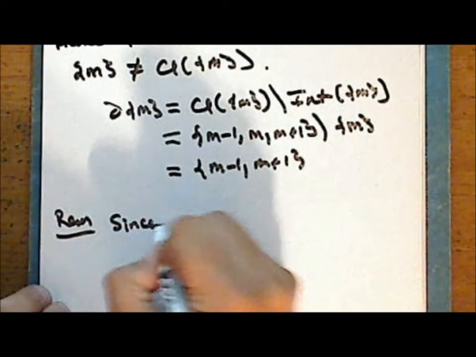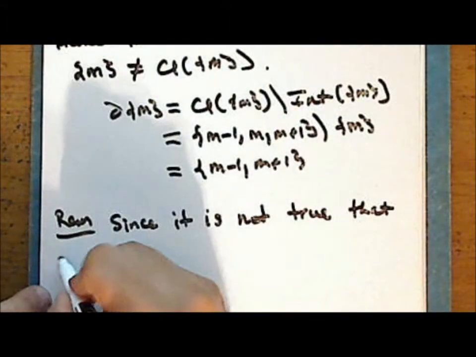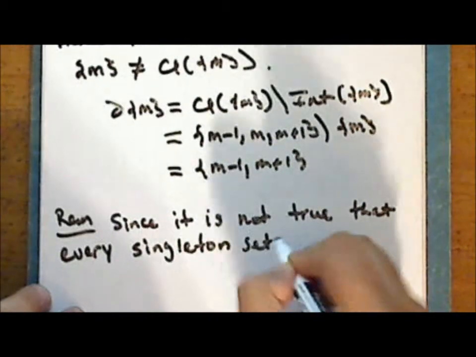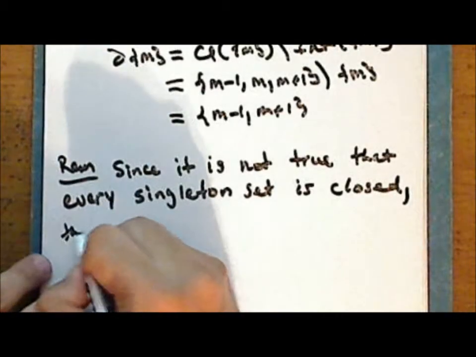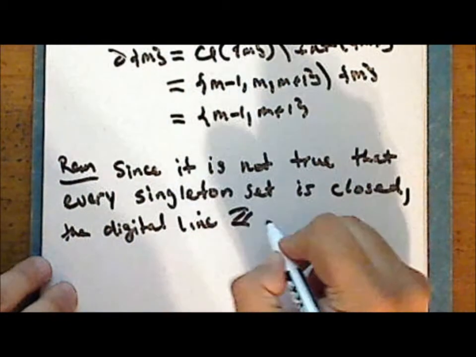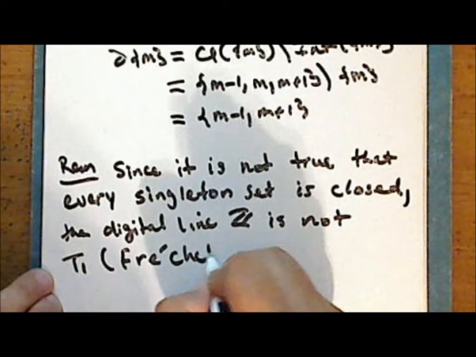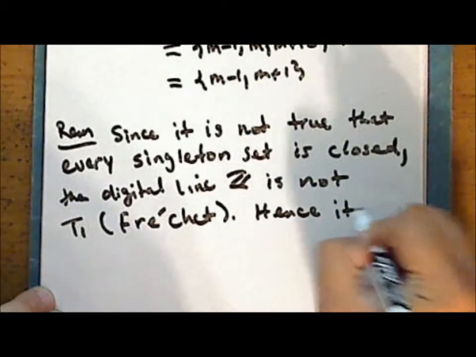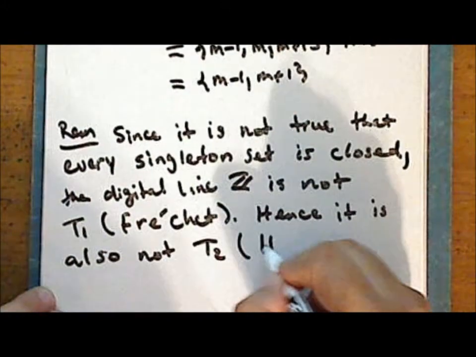So since it is not true that every singleton set is closed, the digital line is not T1 or Fréchet, and hence it is also not T2 or Hausdorff.